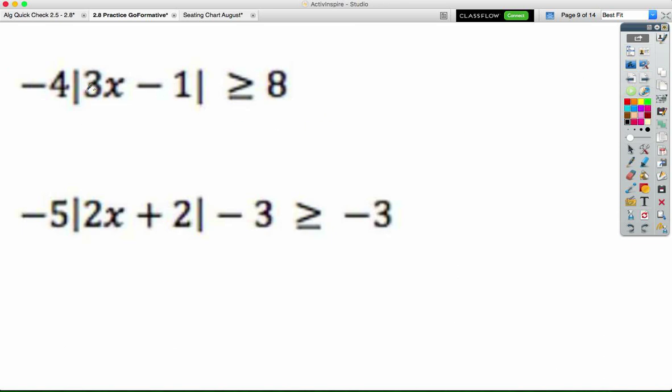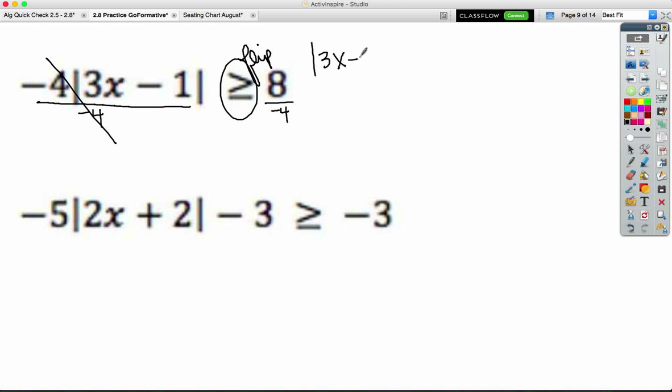Okay, our next question, I need to get rid of the -4 out front. So I'm going to divide both sides by -4 because it's being multiplied. When I divide or multiply both sides by a negative number, this sign flips. So what I'm really looking at is the absolute value of 3x minus 1 is less than or equal to 8 divided by -4, which is -2. Now I can make a judgment because the absolute value expression is alone. So it says less than or equal to -2. Well, definitely can't be equal to -2. Can't be less than -2 because that's going to be still a negative number. So this is going to be no solution.